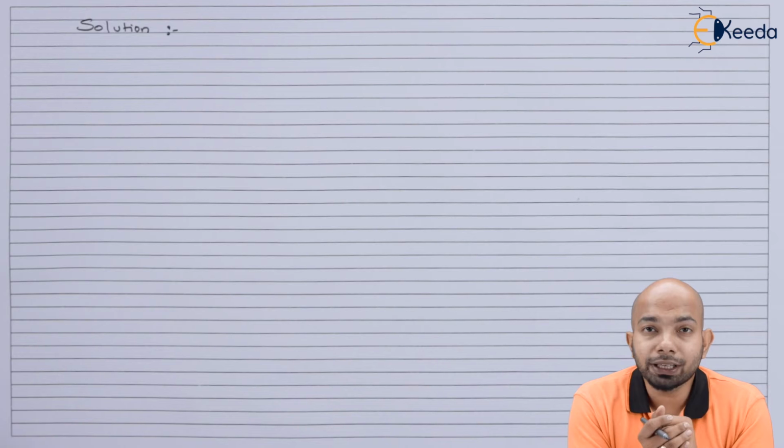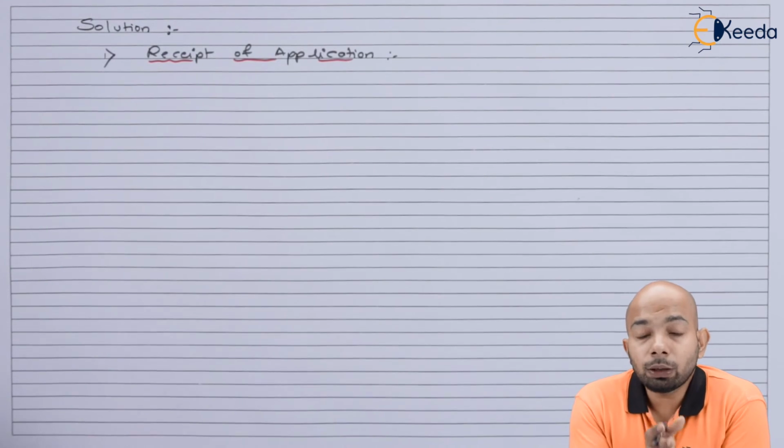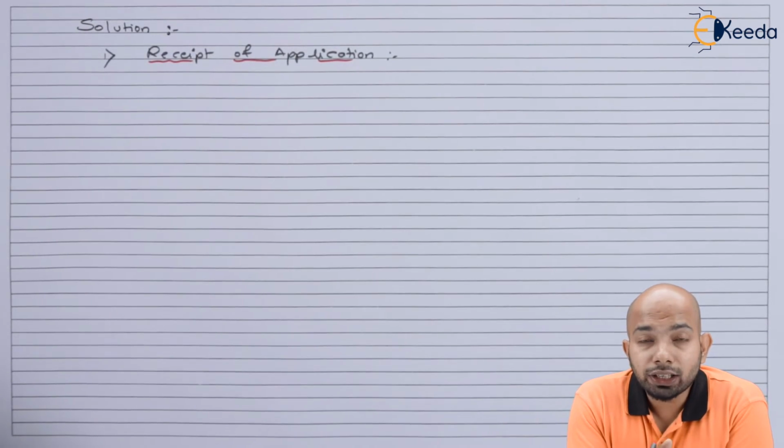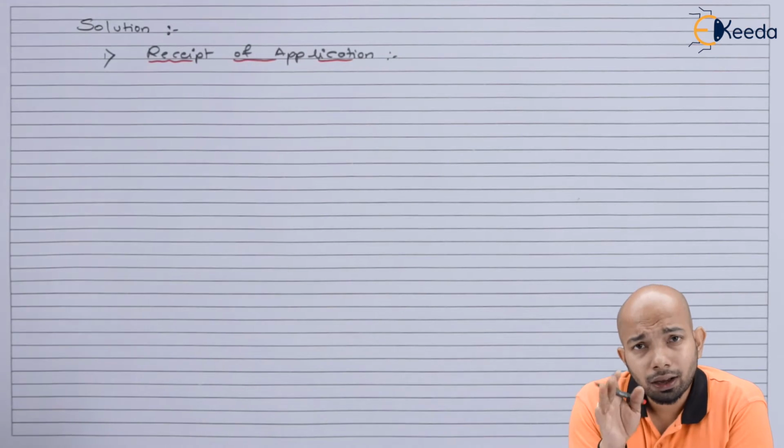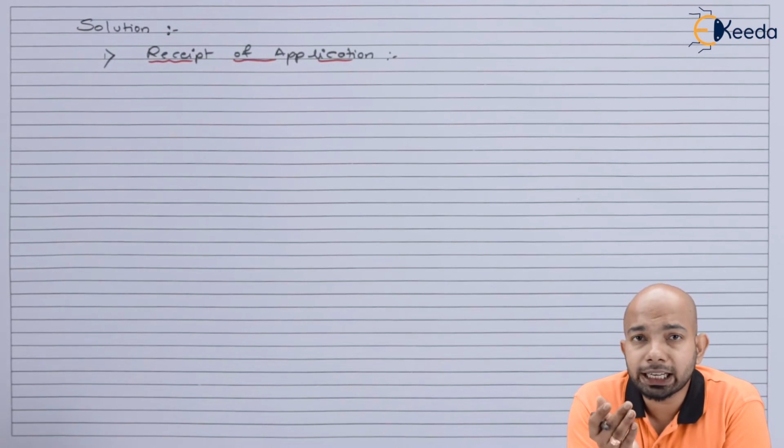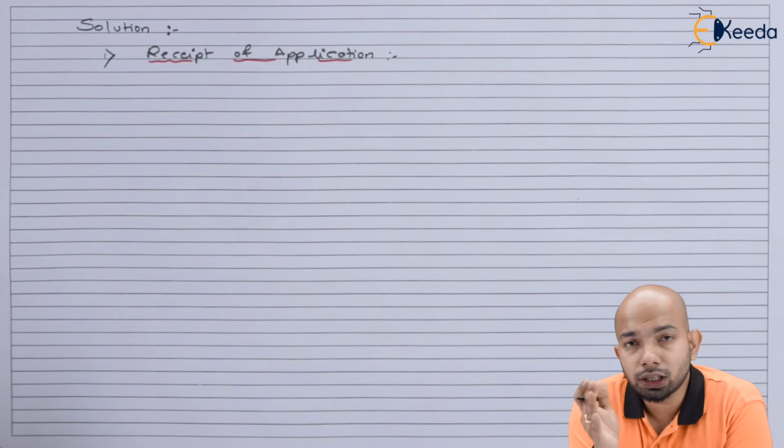So let's pass the receipt entry for the application amount. The entry that will be passed is Bank Account debit to Equity Share Application. The amount will be for 40,000 shares, because subscription is for 40,000 shares, multiplied by the amount received on application, which is 20 rupees. So 40,000 into 20.